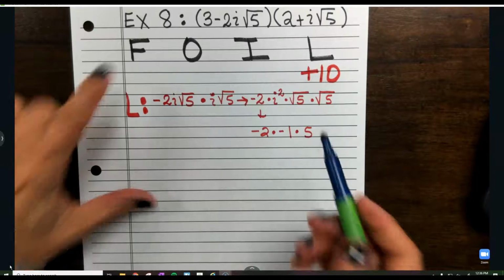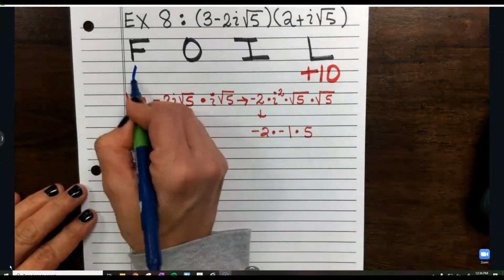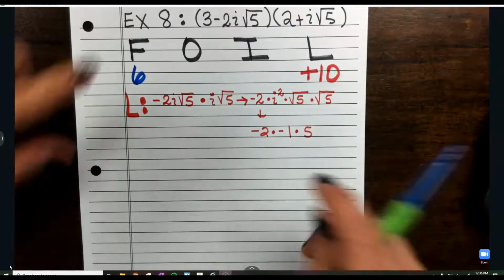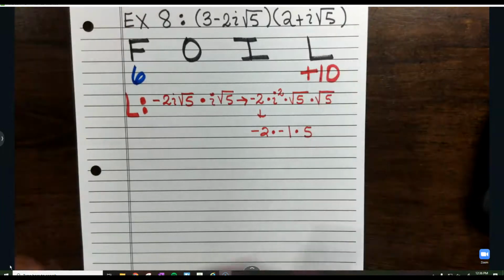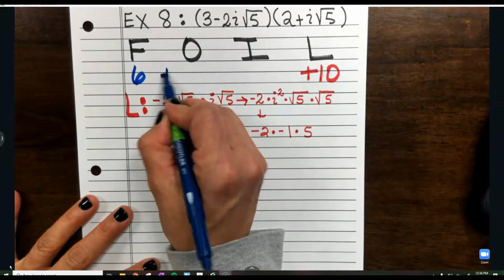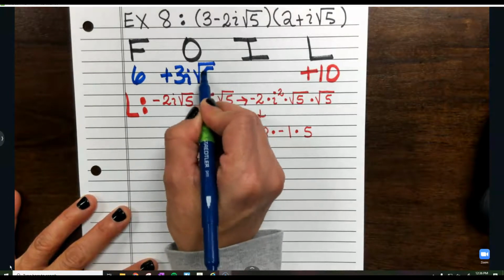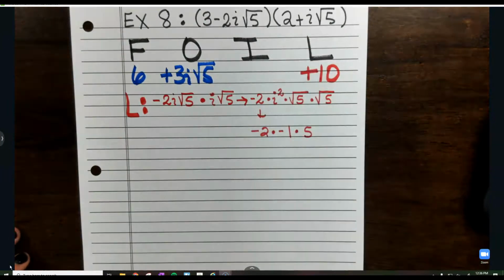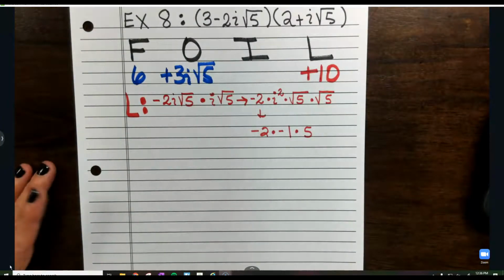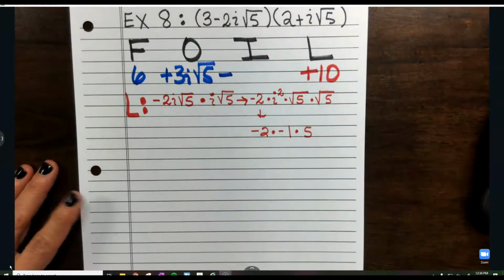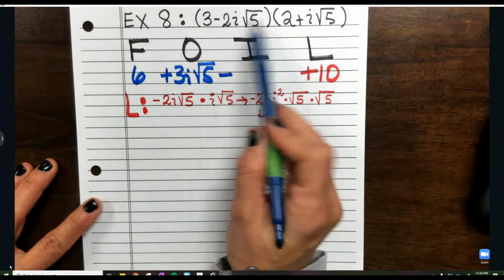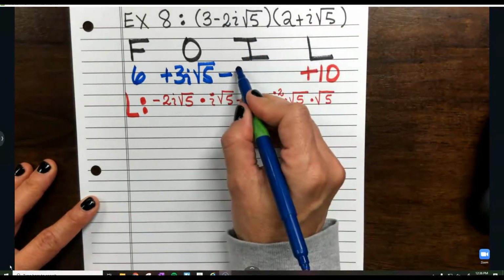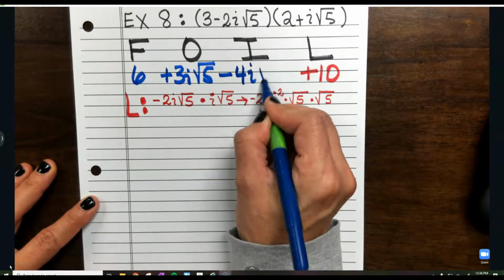And then let's FOIL. So the first two terms, a 3 times a 2 is a 6. My two outside terms, if you look at the two outside terms, I have a real, an i, and a root. Just put them all together. So this is plus 3i root 5. And then my two inside terms, first of all, the two inside terms is a positive times a negative. So I know it's going to be a negative something. So y'all, I'm just going to multiply my 2's together and then stick everything else together. So 2 times 2 is 4. And remember, it's i root 5.